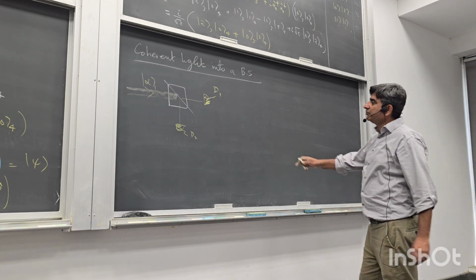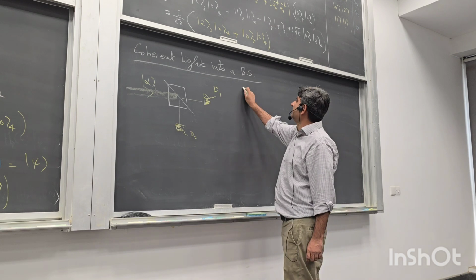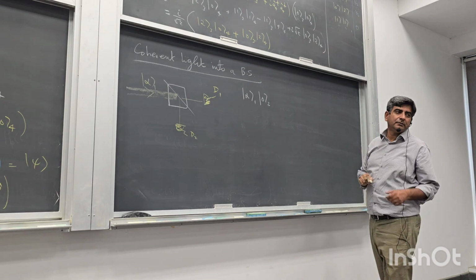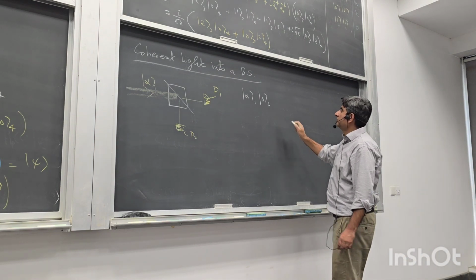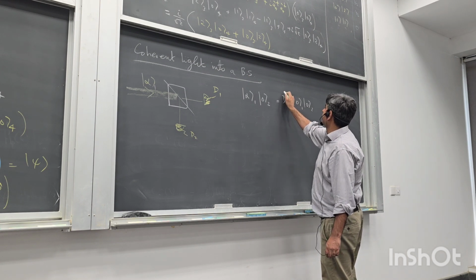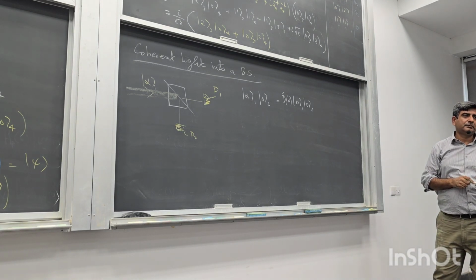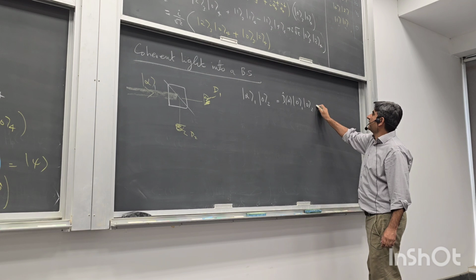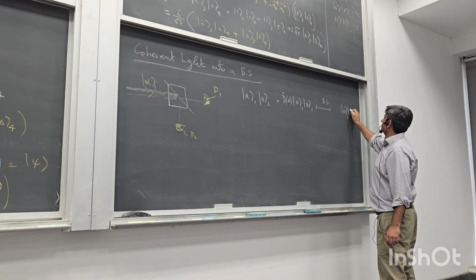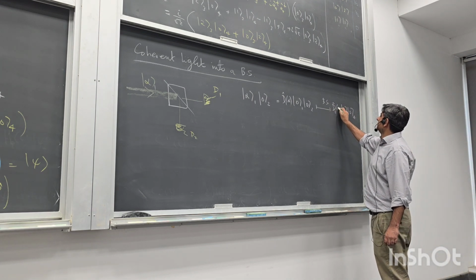So now coherent. So what's the input state over here? Ket alpha. So this is the displacement operator, right? This must give, after the beam splitter, D1 alpha, right?